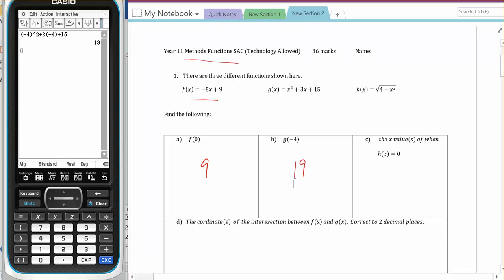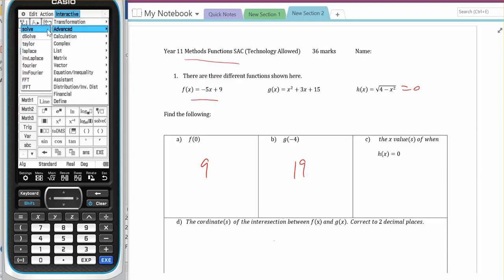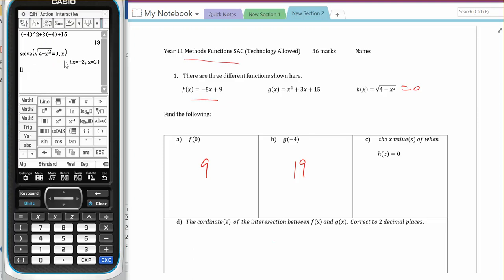h of x equals 0 literally means this equals 0, and you're just trying to solve that for x. So I'm just going to use the root function, root of 4 minus x squared equals 0, and then go interactive and solve. x equals plus or minus 2.